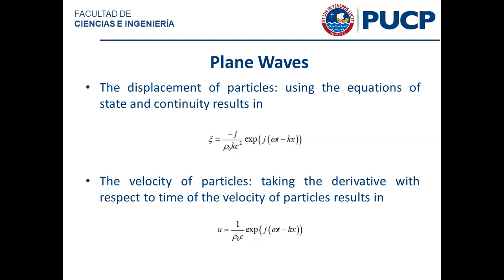The particle velocity would be obtained by taking the derivative with respect to time of the particle displacement. Actually, there's a mistake in here: it's the displacement, not the velocity, right? And if we do that, then you have the expression of u, which is 1 divided by rho naught c times e to the j omega t minus kx.